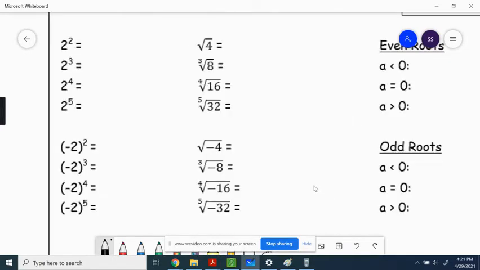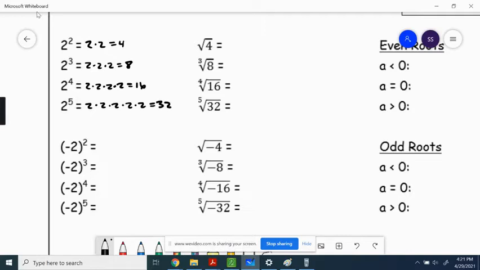Okay, now we're going to be looking at some rules for even and odd roots. But to help us conceptualize this, we're going to look at the powers for 2 and negative 2. So let's start with positive. So 2 squared is just 2 times 2, which is 4. 2 to the third is 2 times 2 times 2, which is 8. 2 to the fourth is 2 times 2 times 2 times 2, which is 16. 2 to the fifth is 2 times 2 times 2 times 2 times 2, which is 32.